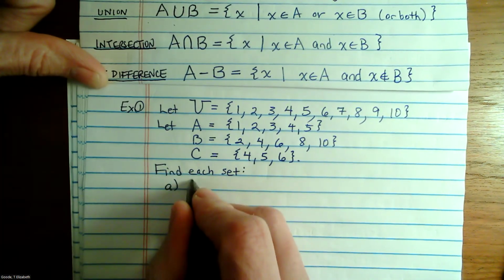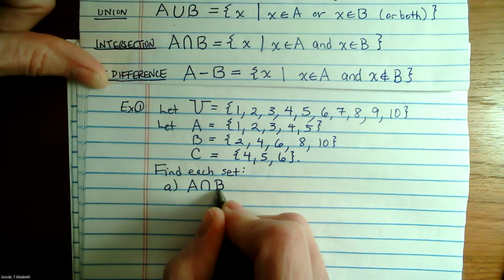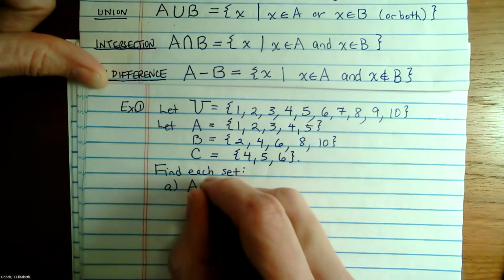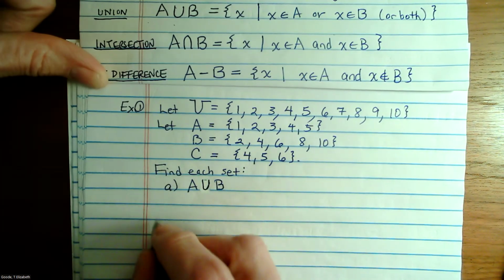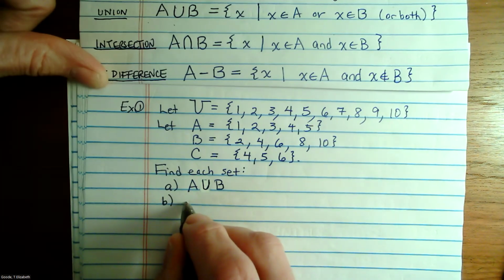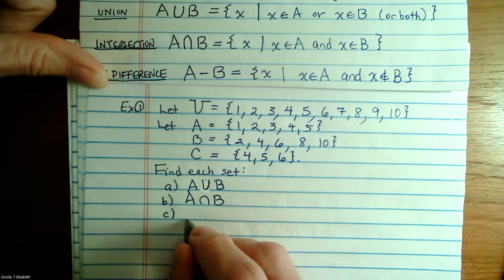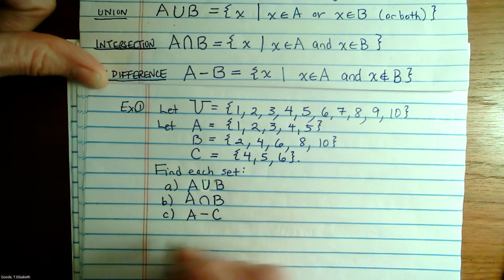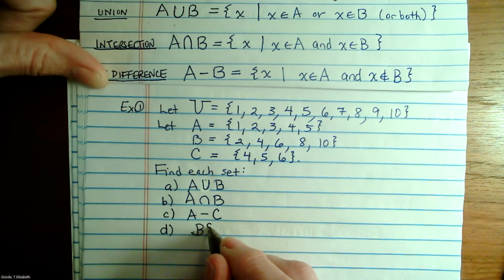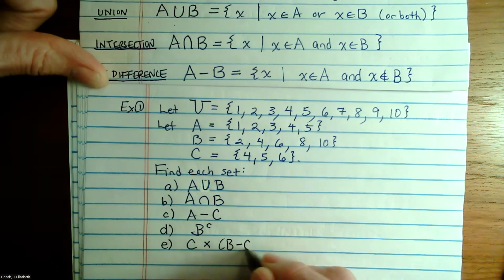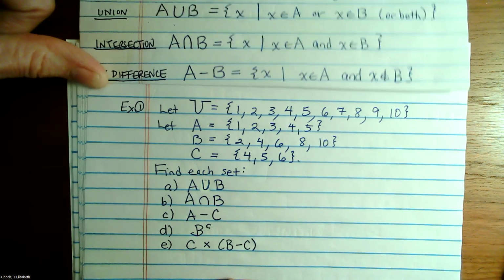Part A, find A union B. No, excuse me, that's a union. I need to put that the other way around. A union B. Part B, we're going to find A intersect B. For part C, we're going to find A minus C. For part D, we're going to find B complement. And for part E, we're going to find C cross B minus C. We'll start with those.